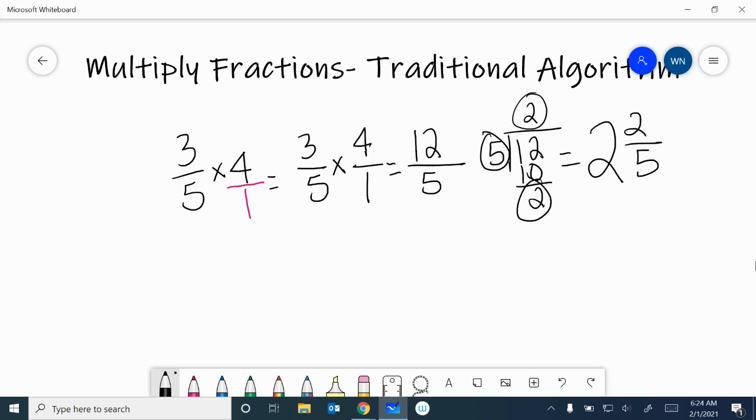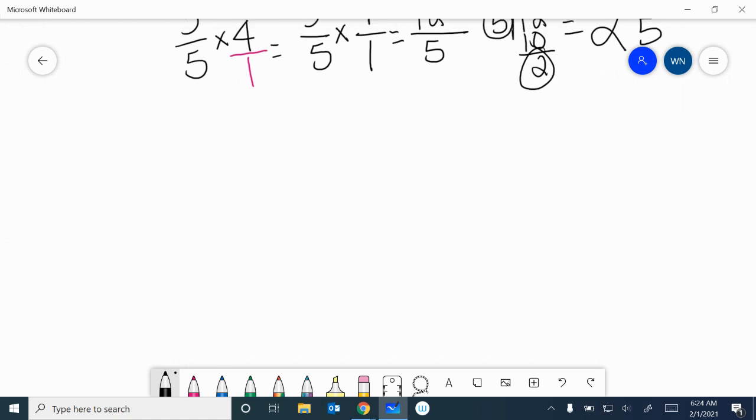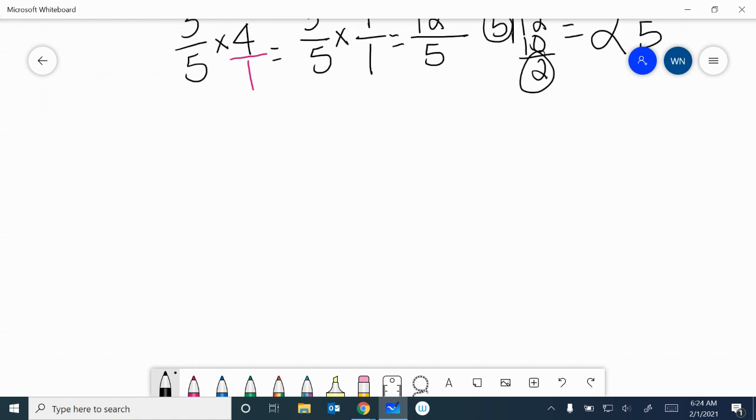Let's do another one together before you tackle one on your own. Let's do 3/4 times 5/6. Same thing, we're just going to multiply straight across. 3 times 5 is 15. 4 times 6 is 24.